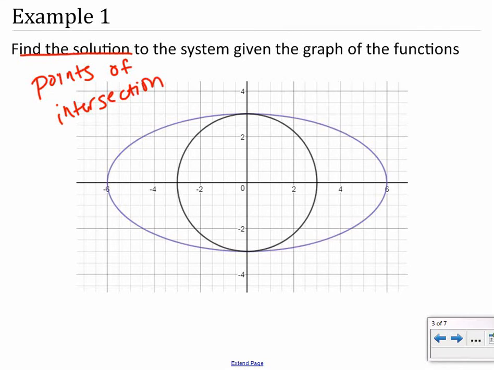So I have a circle that's in black, and then this shape in blue is called an ellipse. It's like an oval. And you'll see that they intersect in two spots, both on the y-axis, up there and down here. So the solutions to this system would be the ordered pair (0, 3), because that's the point where they intersect, and (0, -3), because that's my other point of intersection.